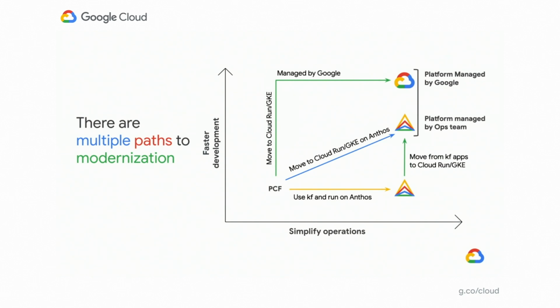But other organizations have their challenges because migrating hundreds of apps built on Cloud Foundry is not that simple. So they can migrate to Anthos and use KF, which will effectively simplify their operation because they have only one platform to manage, and continue on that pathway of running the Cloud Foundry applications until they feel comfortable moving to Cloud Run or GKE.